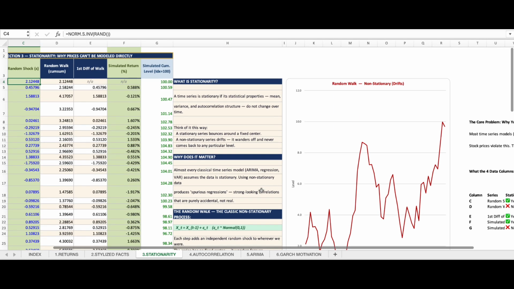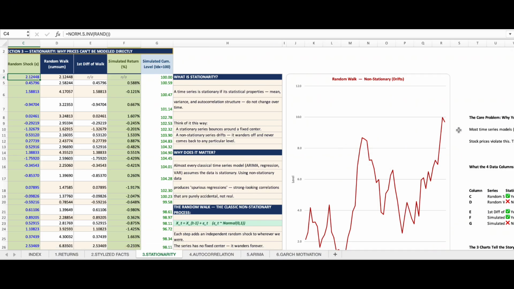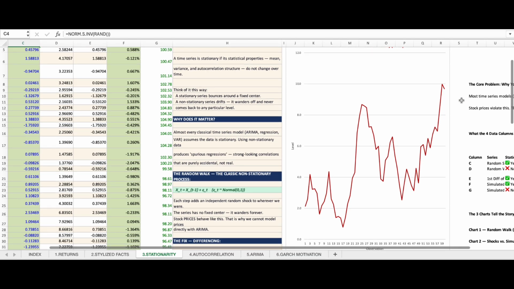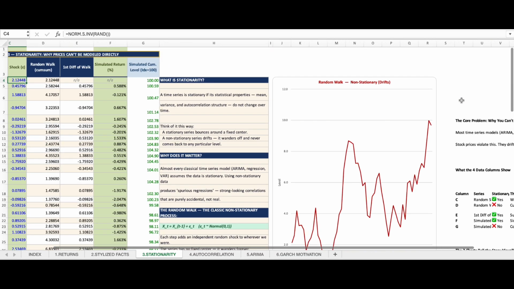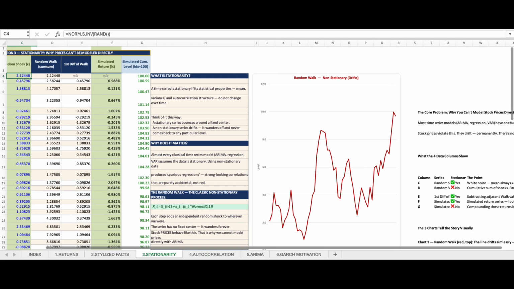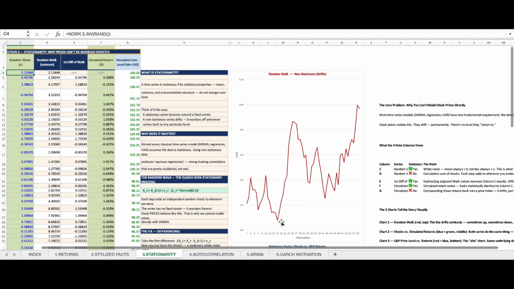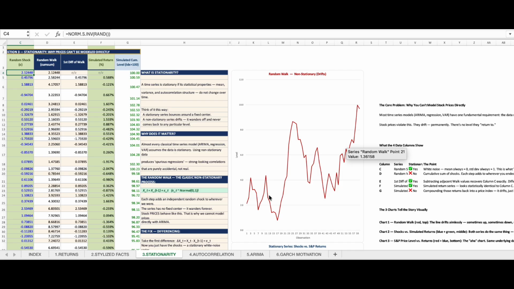Whereas a non-stationary series drifts and wanders. So there is no level it tends to return to. If it ends up at 1000, it might just keep drifting higher. If it falls to 500, it might just keep falling. There is no anchor. And almost every classical time series model, ARIMA, regression, VAR, that is vector autoregression, they all assume that the data is stationary.